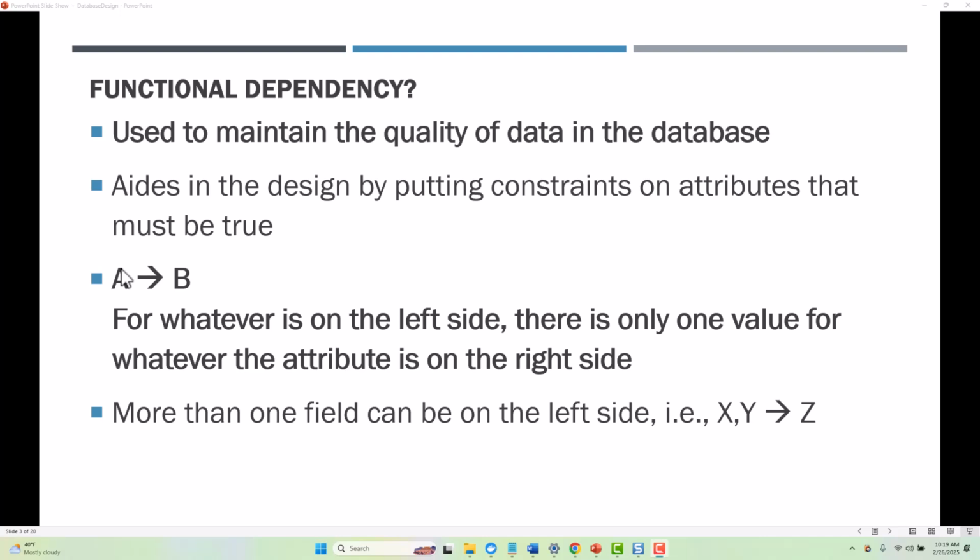And that means that for whatever's on the left side, there's only one value for whatever the attribute is on the right side. If we think about this in terms of a table design, our A would be our primary key, and it's going to determine what one of our fields are in that table. So each of our fields that would be designed in a table are going to be functionally dependent on that primary key field. Now, in the case of table design, we can have one field that's set up as our primary key. We can have multiple fields that are set up as our primary key because we can have concatenated keys. So we can have more than one field associated on the left side, and that's going to indicate that we have a primary key that is concatenated, and it's going to functionally determine a value in the table.